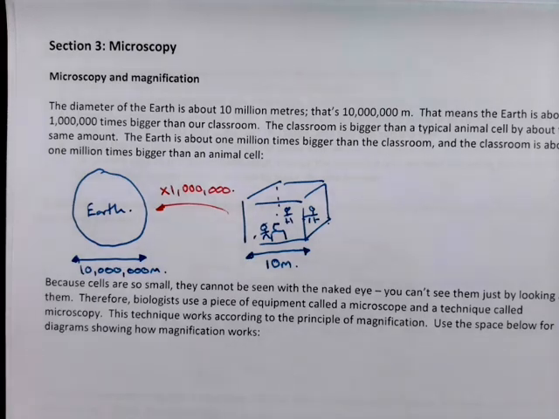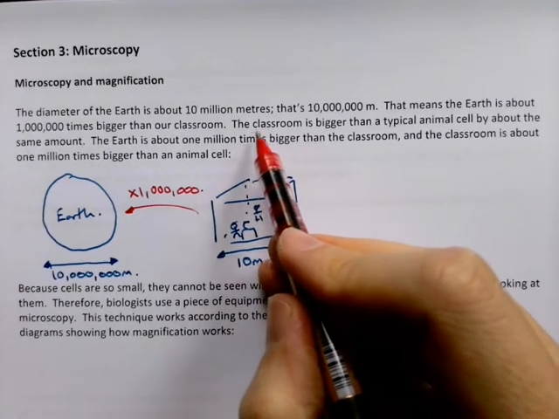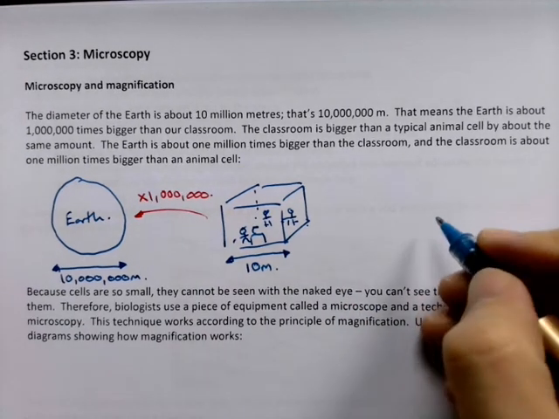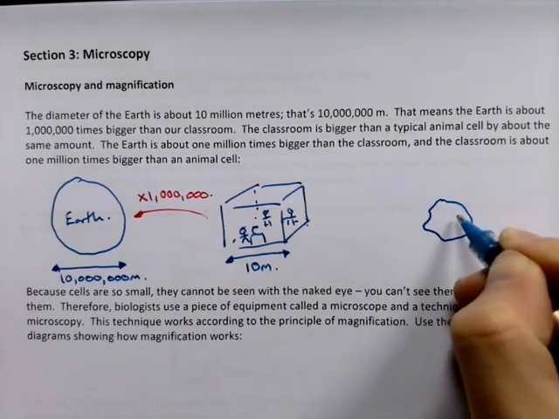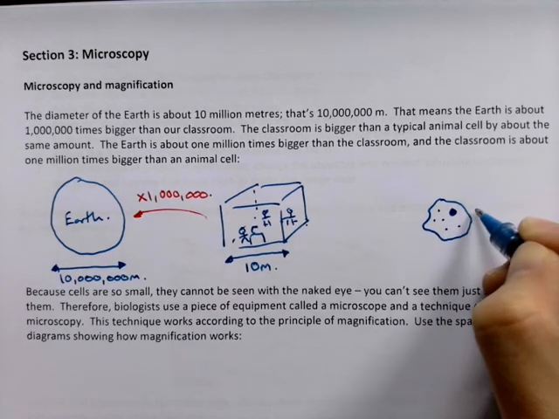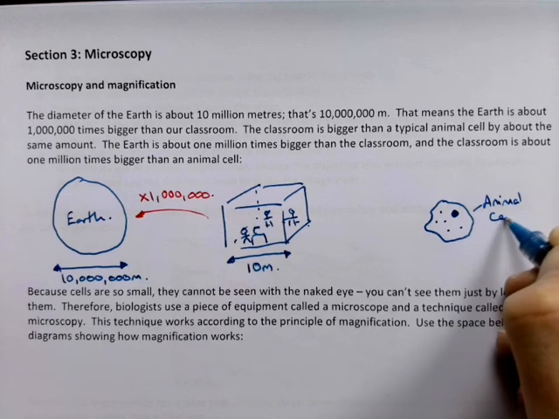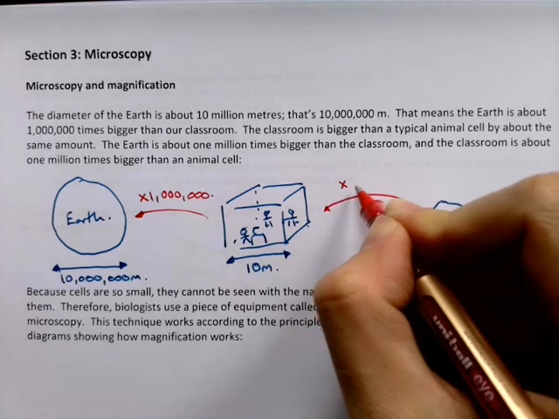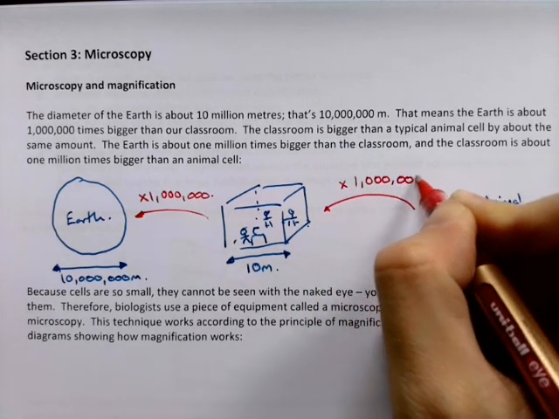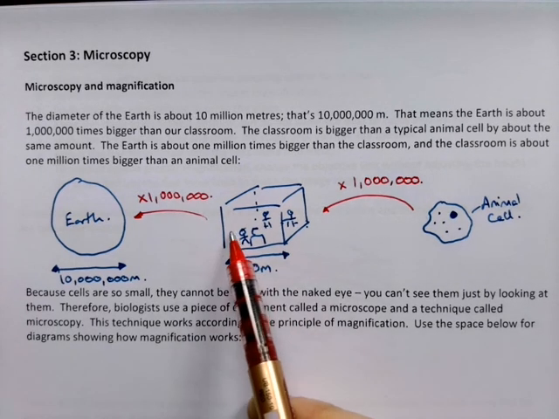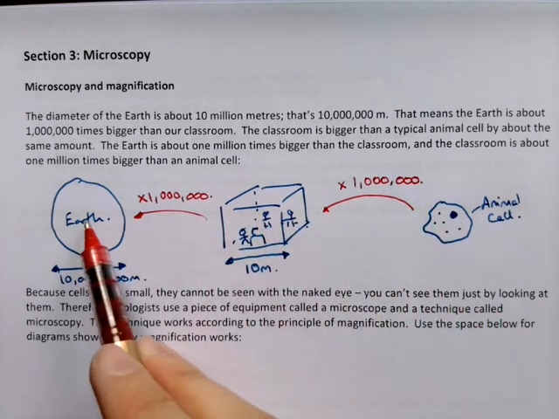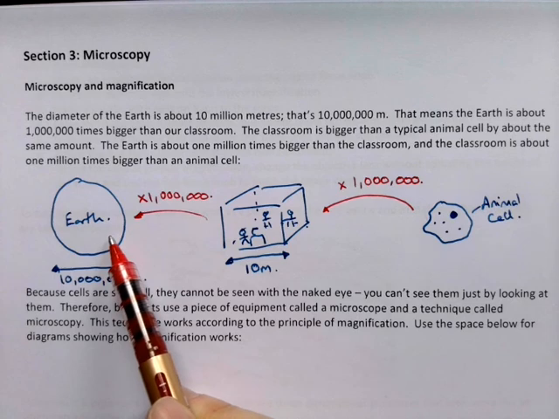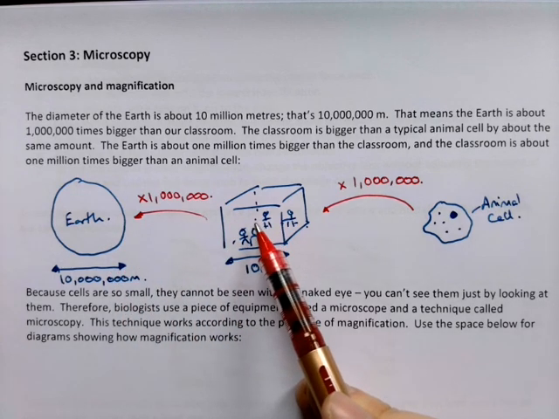That's 1 million. Well, the classroom is bigger than a typical animal cell by about the same amount. So if I take here, again not to scale, this is an animal cell. That is also about 1 million times bigger. So our classroom is bigger than an animal cell by the same amount that the Earth is bigger than our classroom. If you think to yourself, in space, when they look at the Earth, can they see our classroom? No, they can't.